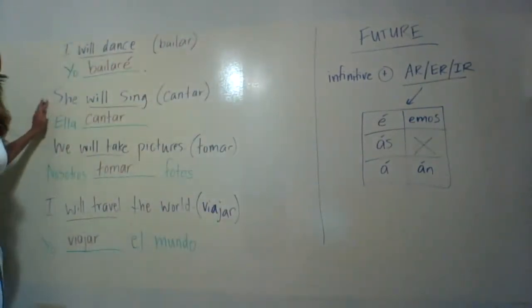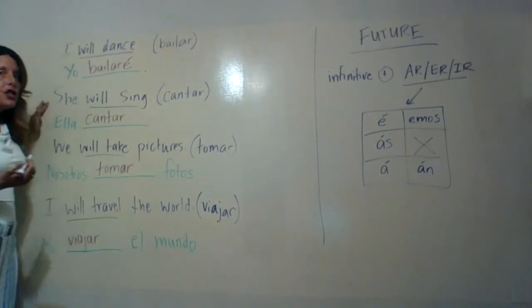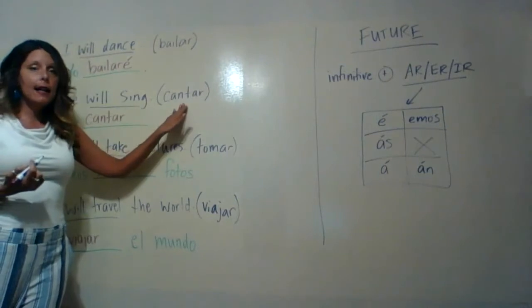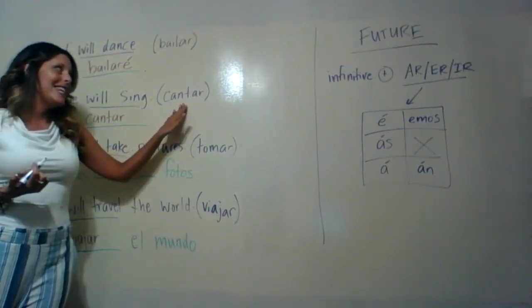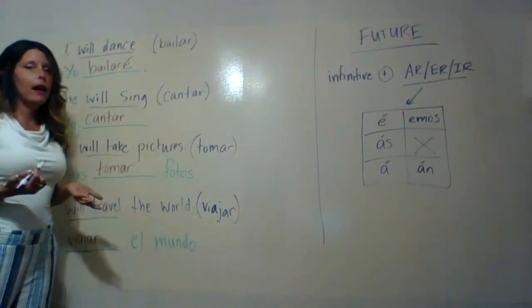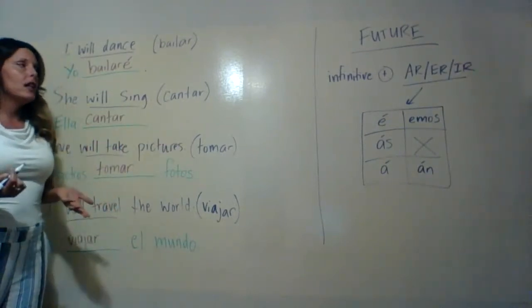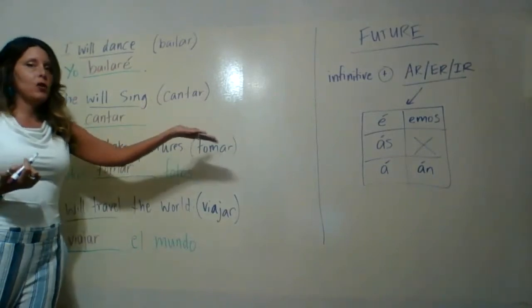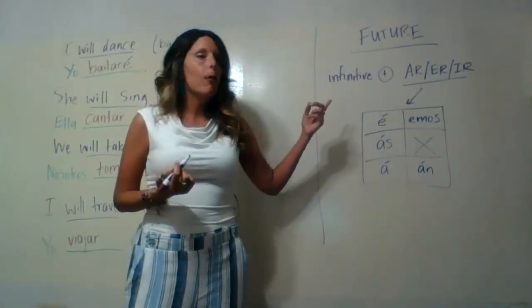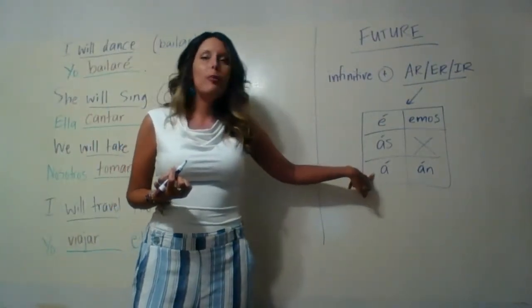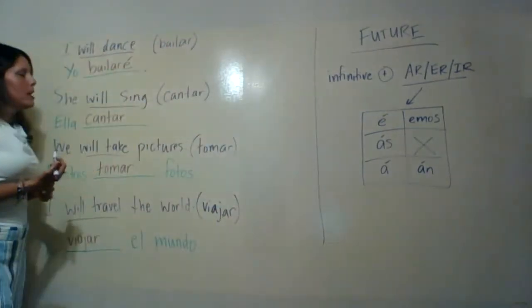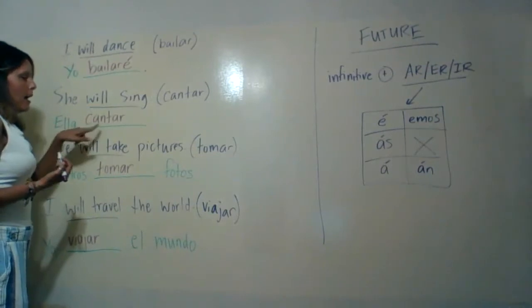Then we have she will sing. The verb in the infinitive to sing is cantar, C-A-N-T-A-R. So we know that we're not going to chop off the AR from that verb cantar. We know we're going to keep the infinitive form of the verb and then attach one of those appropriate endings over there. Obviously, since we're saying she will sing, we're going to choose this third person singular ending right here. And we go to our sentence and we say ella cantar.